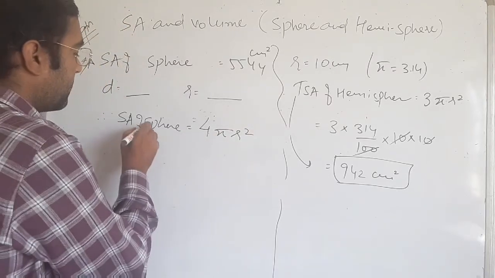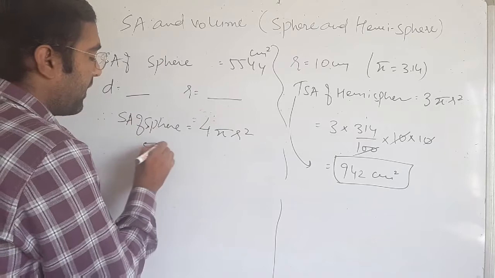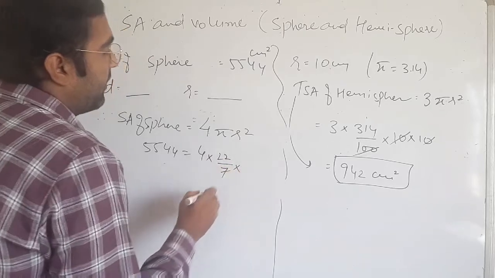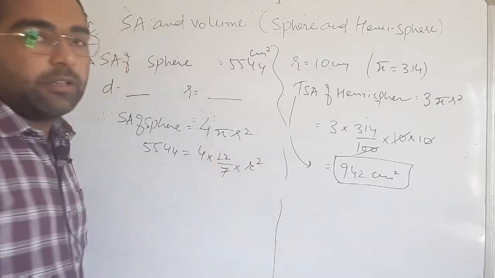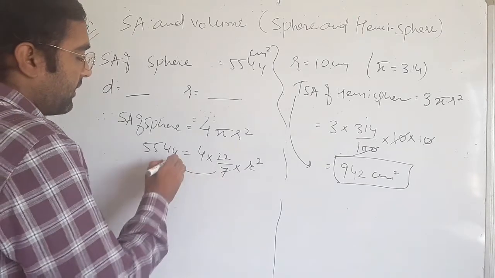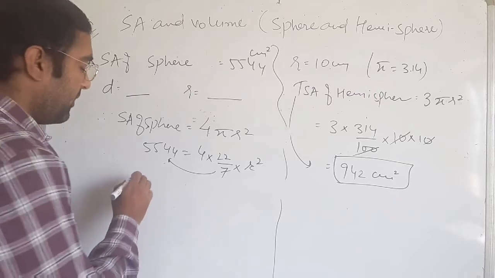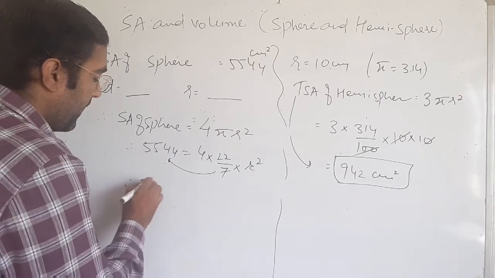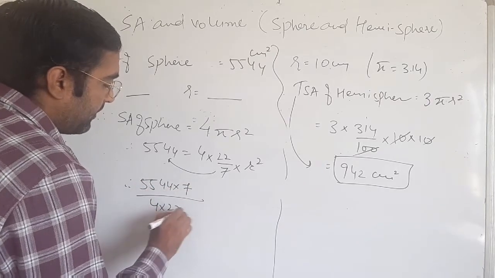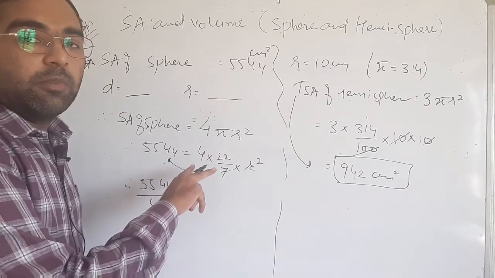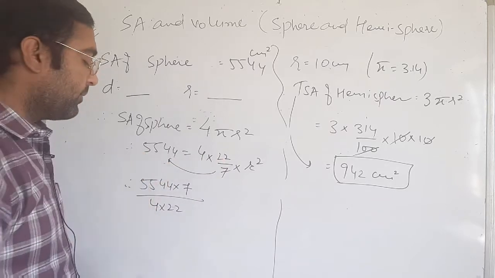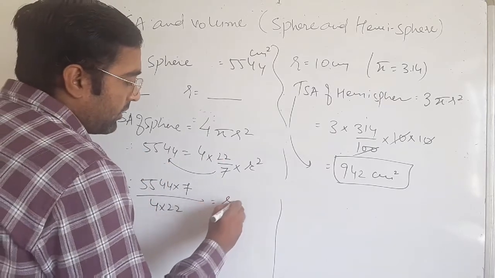Okay, so I write the surface area of the sphere: 5544 equals 4 into 22 by 7 into r square, and we have to find the radius. I'll take r square as it is. Now 7 is shifted to the second side to multiply with 5544. So 5544 into 7, and 4 and 22 are in multiplication, therefore we shift them to the second side, so it will be divided by 4 into 22. 5544 into 7 by 4 into 22 equals r square.